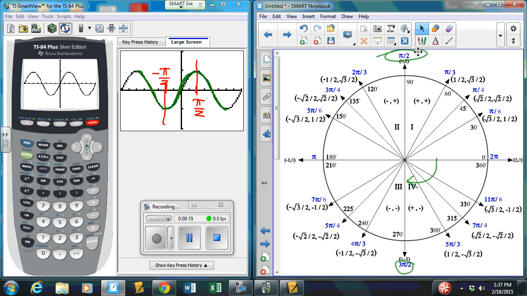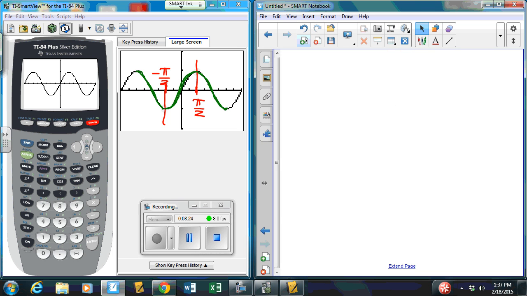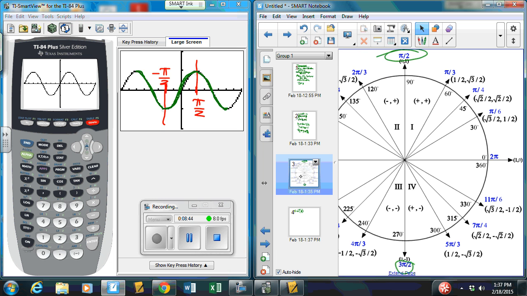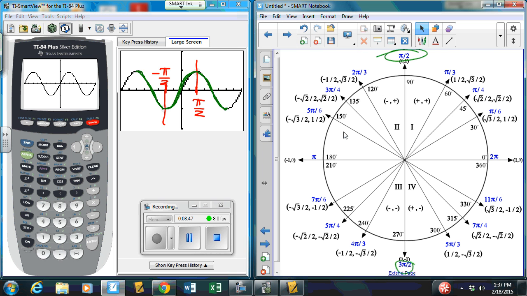So I'm going to quiz you a little bit right here. I am going to give you sine inverse of 1/2. I'm going to go back to this other unit circle right here. Where is sine inverse of 1/2? What angle is sine inverse of 1/2?